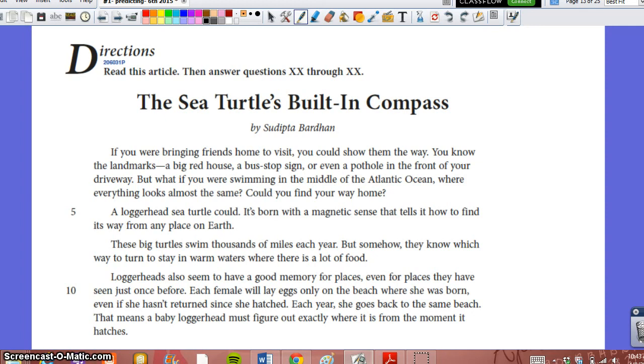Those big sea turtles swim thousands of miles each year. But somehow they know which way to turn to stay in warm waters where there is a lot of food. Loggerheads also seem to have a good memory for places, even for places they have seen just once before. Each female would lay eggs only on the beach where she was born, even if she hasn't returned since she hatched. Each year she goes back to the same beach. That means a baby loggerhead must figure out exactly where it is from the moment it hatches.